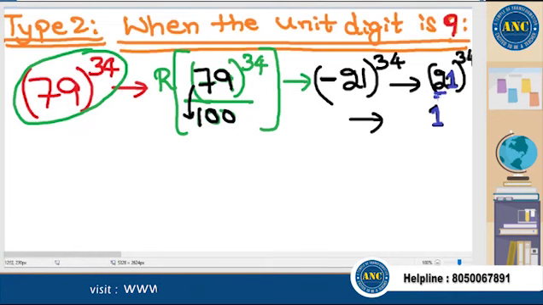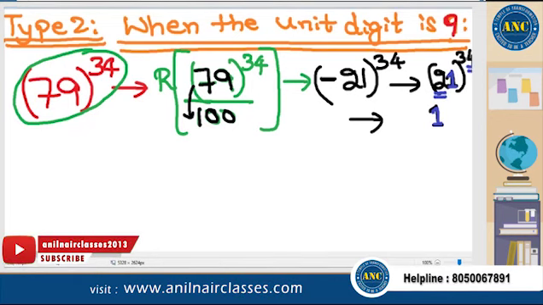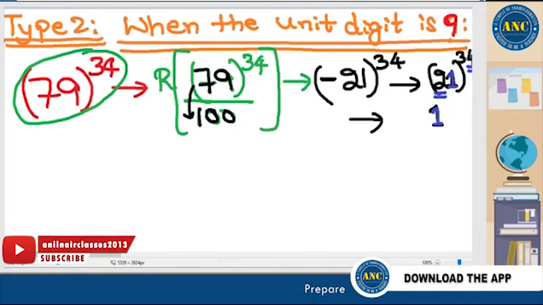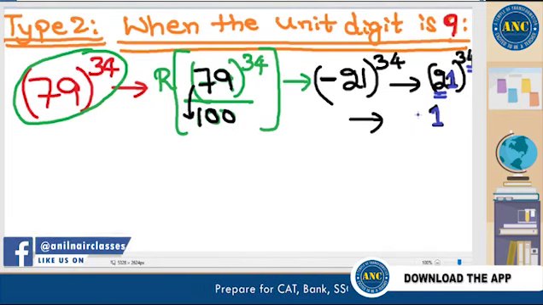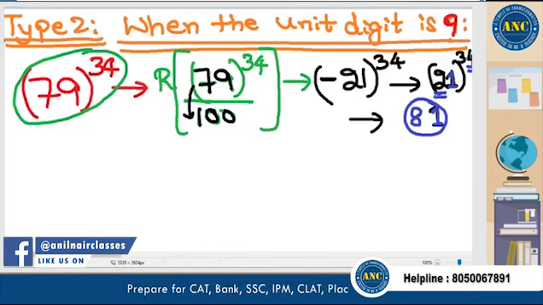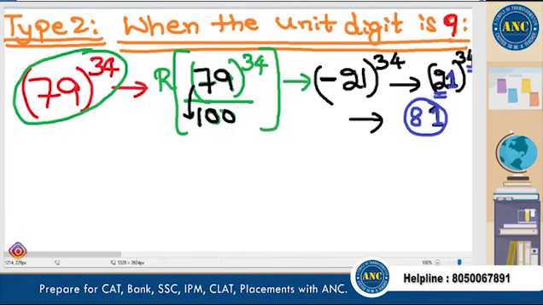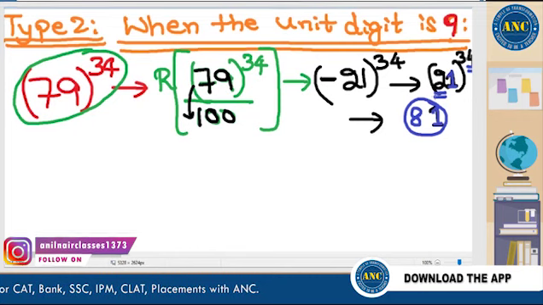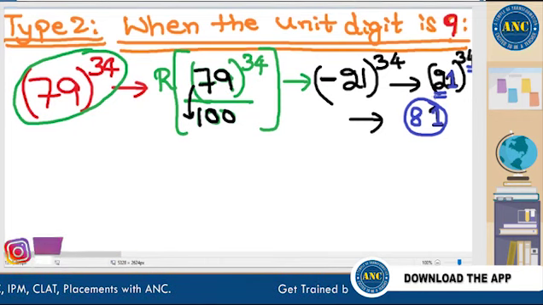The tens place in the base is 2. The units place in the power is 4. Multiply 2 into 4, which is 8. What is the unit digit in 8? 8 itself. That should come as the tens place in the answer. The answer is 81.